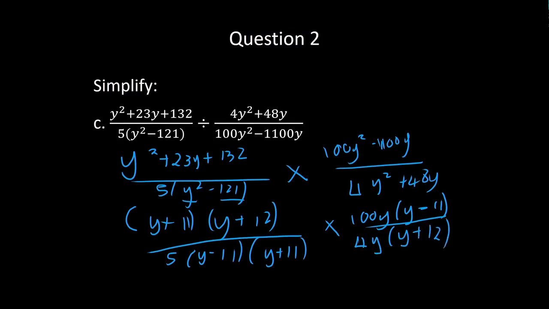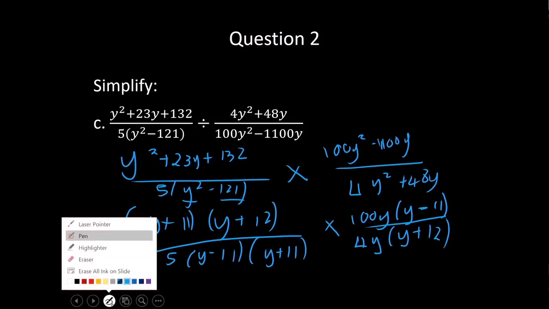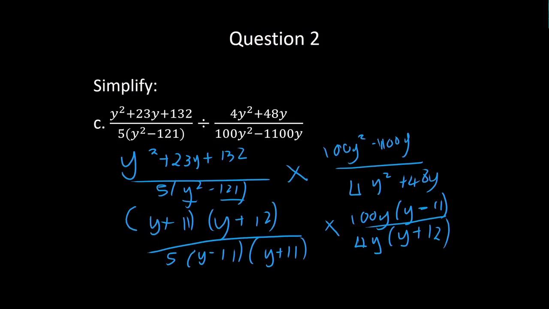And now we can see that we can cancel out our common factors that appear in the numerators and denominators. Y plus 11 cancels with y plus 11, y plus 12 cancels with y plus 12, and y minus 11 cancels with y minus 11. We then divide 100 by 5 times 4, which is 20. 100y divided by 20y will simply give me 5.